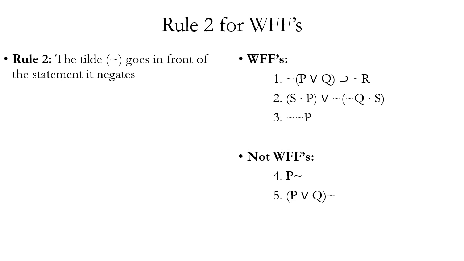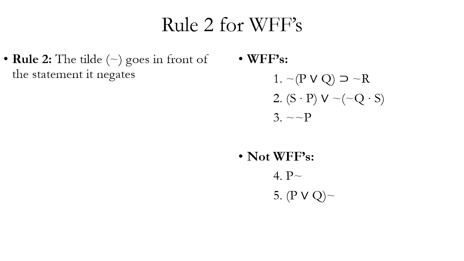In number 2, we have two tildes again, but it's still a well-formed formula. One tilde is outside the second set of parentheses in number 2. The other tilde is inside the parentheses. But they follow the rule. The one outside the parentheses negates the entire expression, open parentheses, tilde Q dot S, close parentheses. The second tilde negates only Q, but it still is going in front of the statement it negates, so it's fine. And then look at number 3.